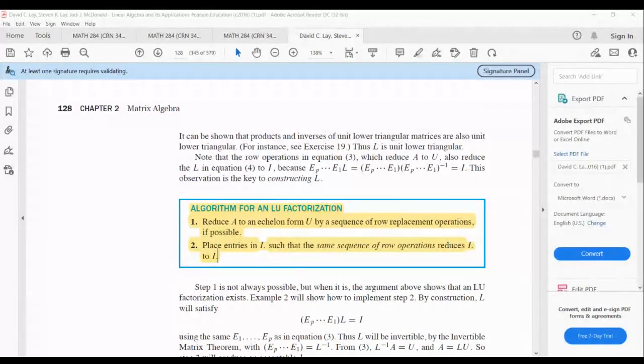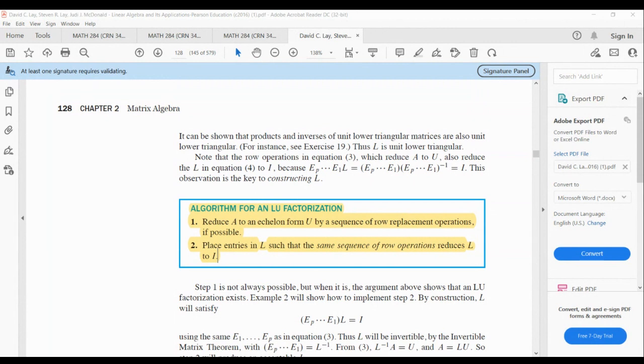That's called replacement. You replace one row by the sum of itself and a multiple of another row. For the LU factorization type examples that you're going to see in the book in section 2.5 and in the homework, you're going to be doing row replacement operations. But you're not going to be doing any interchanges. It's strictly going to be row replacement operations.